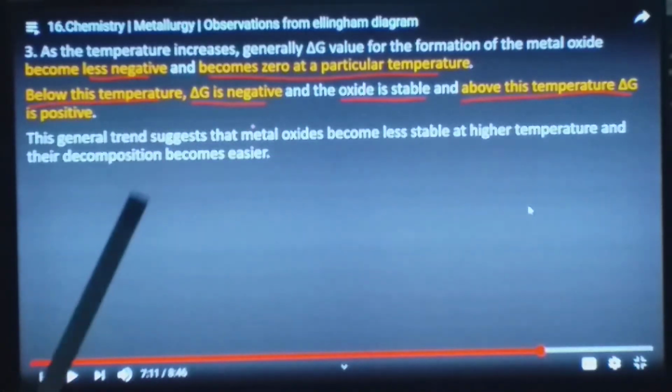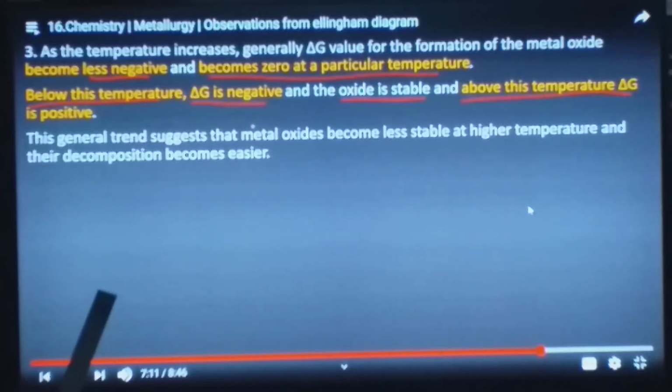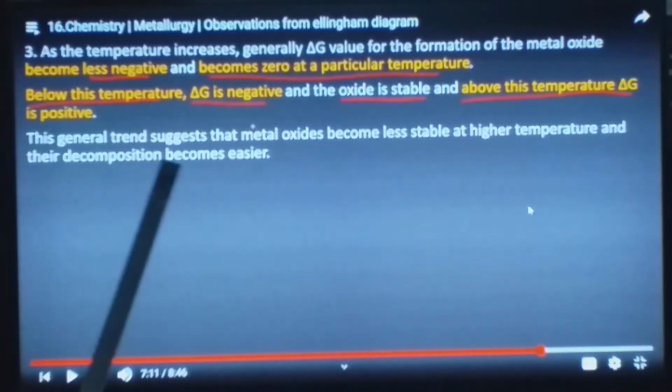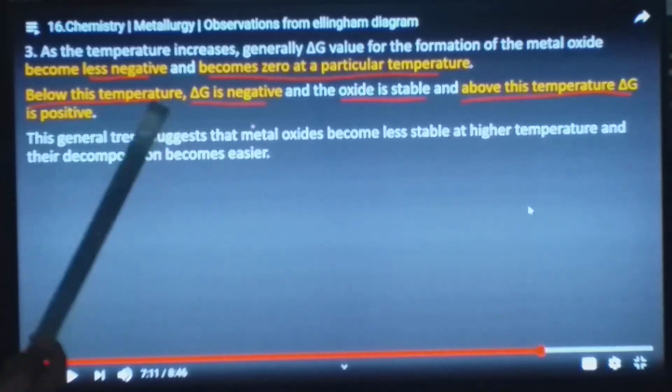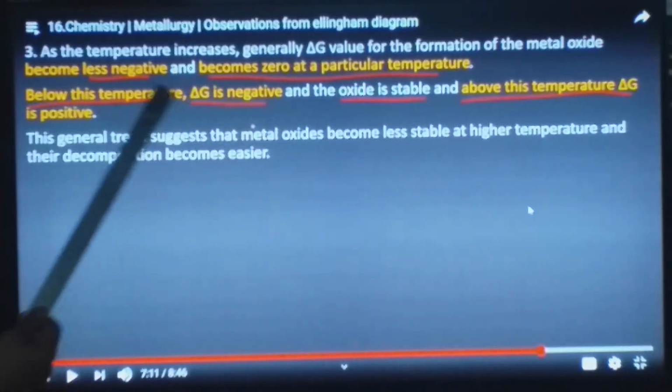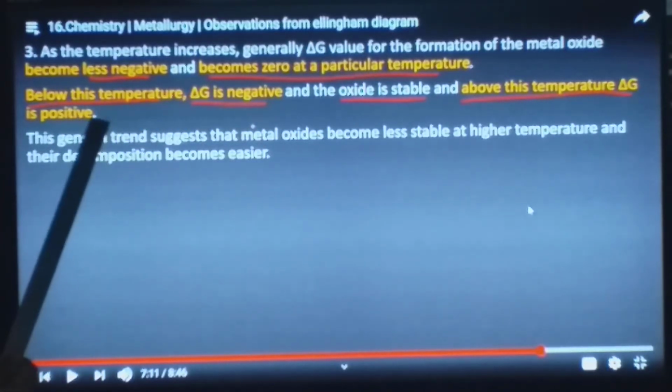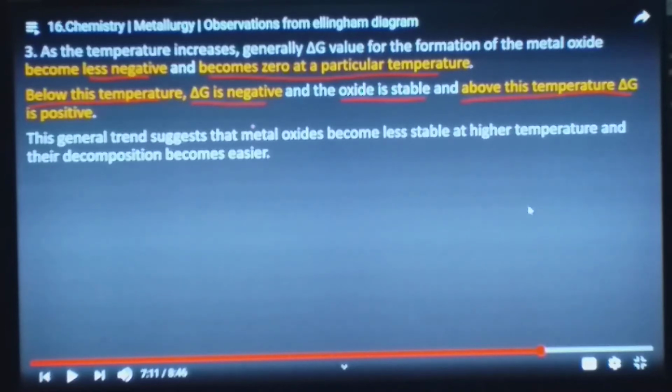So below this temperature only, the line goes upwards. In that region only, the metals will be stable, and above that temperature del G will be positive. Above the temperature where it reaches 0, definitely the del G is positive. So the reaction is non-spontaneous and the formation of the product is unstable. So for the formation of a stable metal oxide, the del G value should be negative.